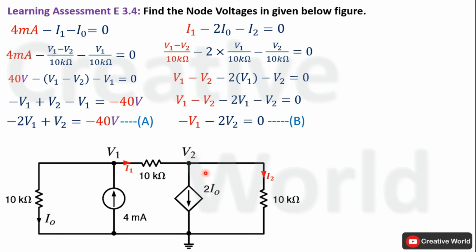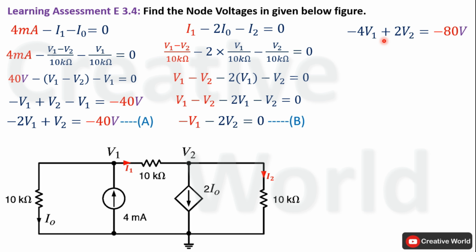So up to this point we have found two node equations of this network. Now we will solve these two node equations in order to get node voltages. Here if we take equation B as it is and multiply equation A with 2 and add the resulting equation with equation B, we can find the value of V1. So first of all we have to multiply equation A with 2. The resulting equation will be minus 4V1 plus 2V2 equal to minus 80 volt.